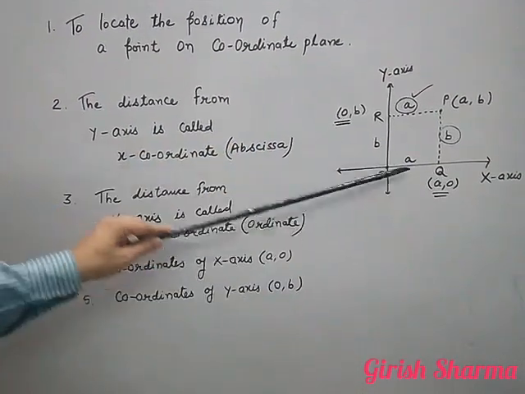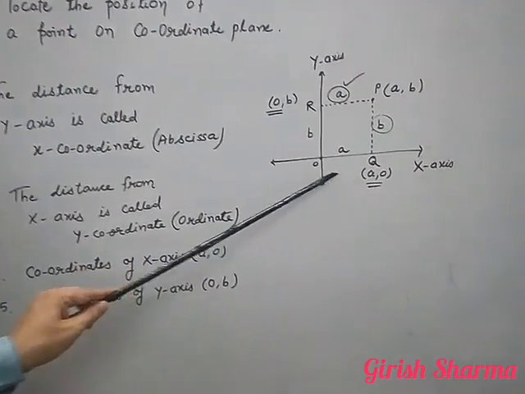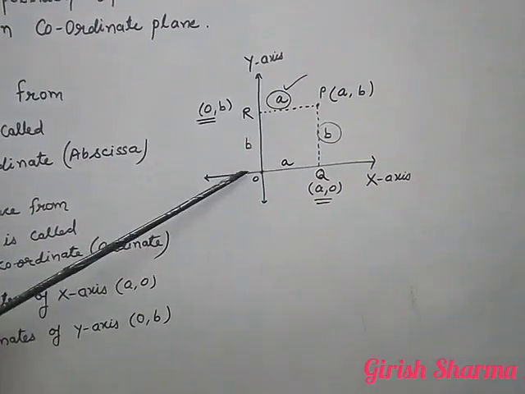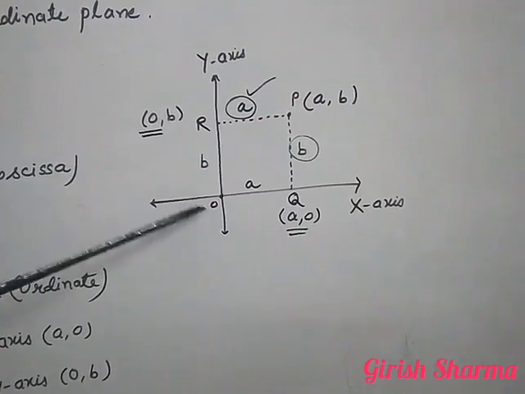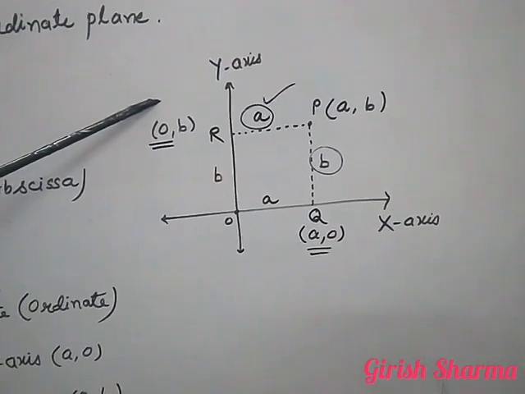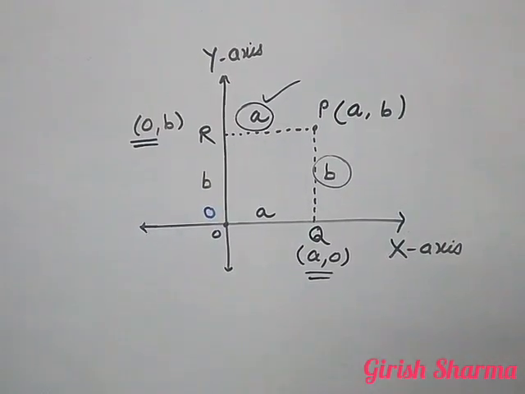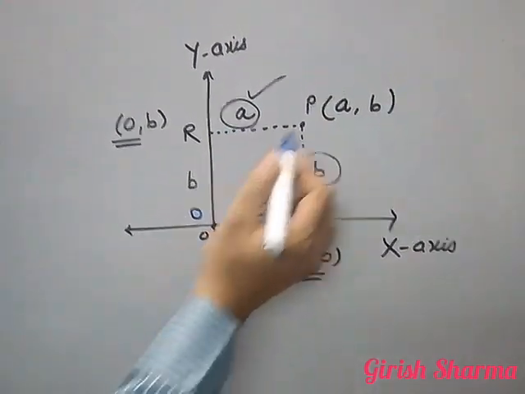Then what is the coordinate on the x-axis? A comma 0. Because, see, the distance OQ is A and on the x-axis the y-coordinate is 0. Similarly, the coordinates on the y-axis are 0 comma B. Now we have to find the distance OP.